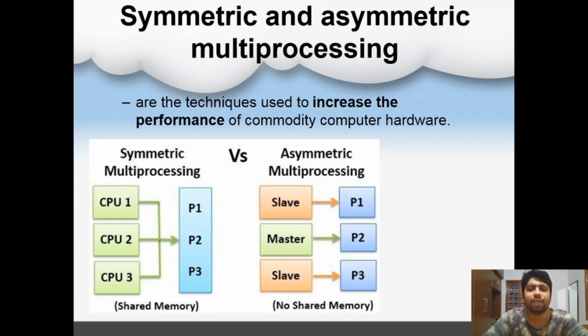Symmetric and asymmetric multiprocessing, which you already saw in this topic, are techniques used to increase performance. Why exactly asymmetric or symmetric? Symmetric multiprocessing will have a shared memory. Asymmetric multiprocessing will not have a shared memory. Here single-purpose multiprocessors are there; here dual-purpose, multiple-purpose multiprocessors are there. So why exactly is it used? The main agenda is to increase the performance of commodity computer hardware.